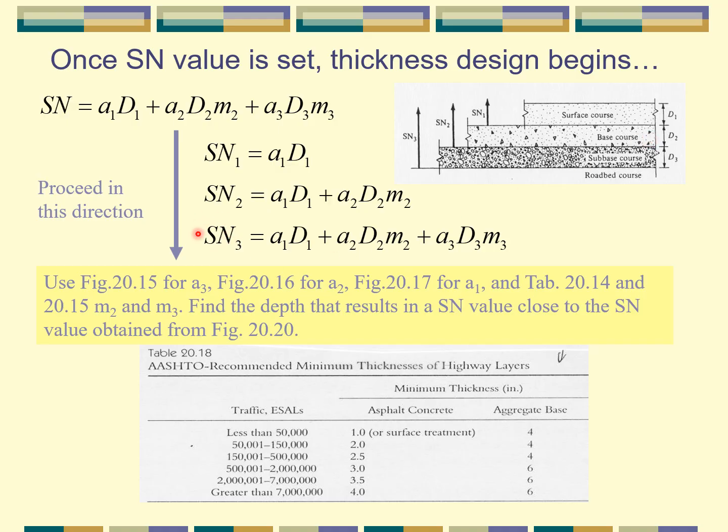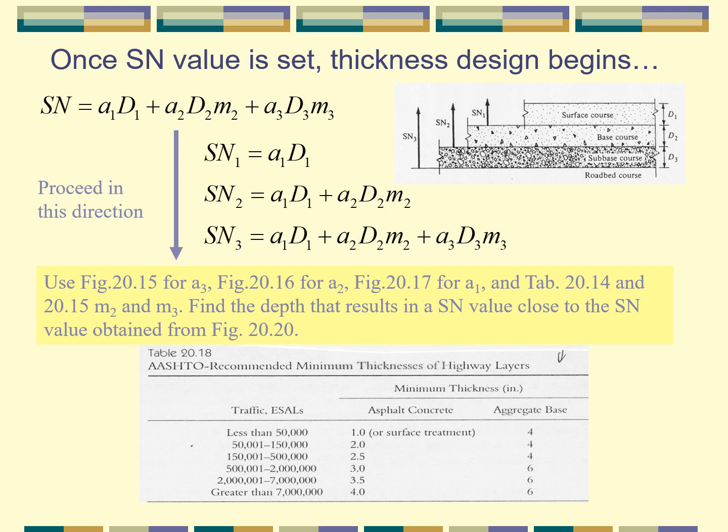Then substitute SN3, the structural number that you obtained by using the nomograph on the previous slide. A1 D1, A2 D2 M2 will be substituted along with A3 and M3, and then you can determine D3. D3 is the thickness of the subbase. So in this way we can get the thicknesses: D1, the thickness of the surface course, D2, the thickness of the base course, and D3, the thickness of the subbase.